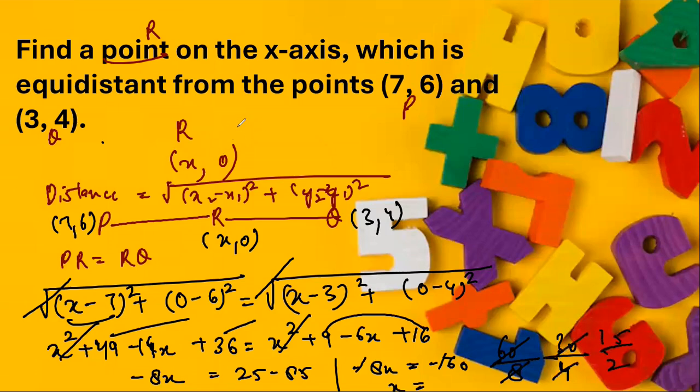So what is the R coordinate? So R gives me (15 over 2, 0). So this is the coordinate of point R, right?